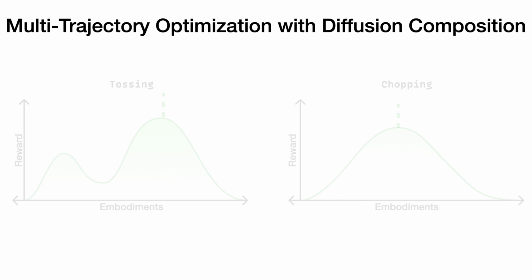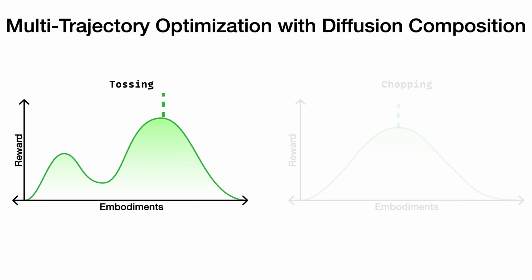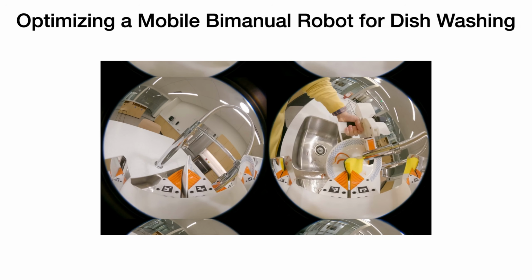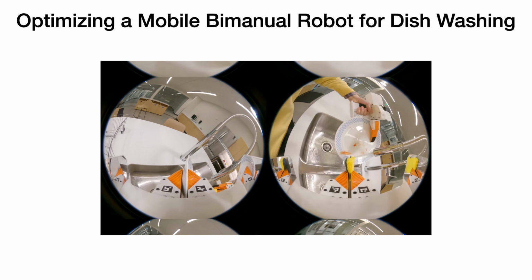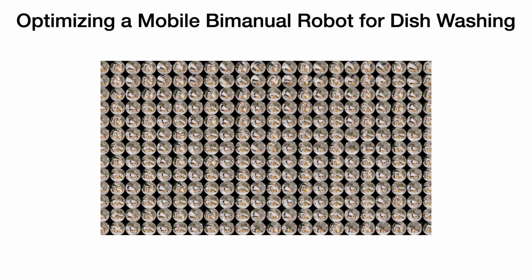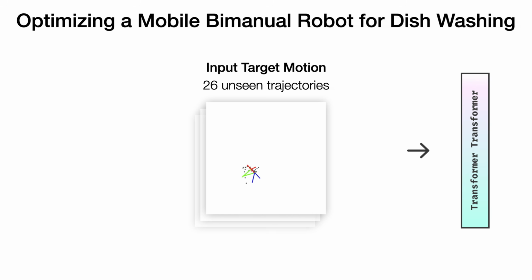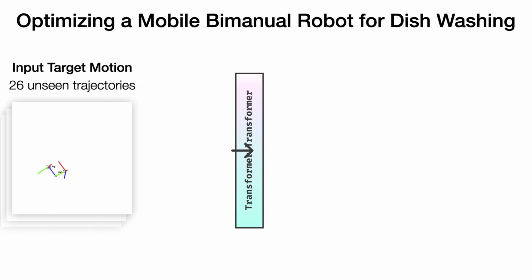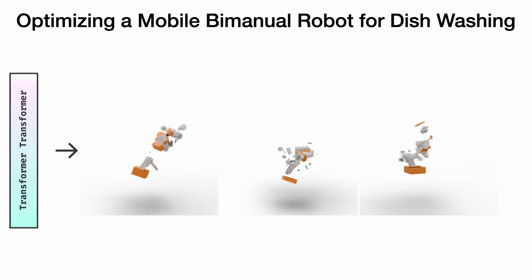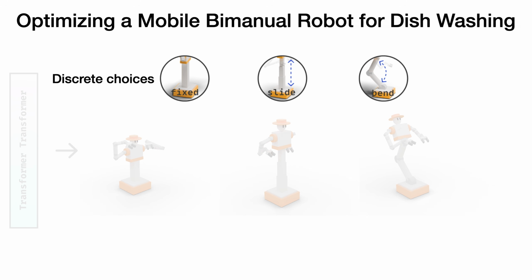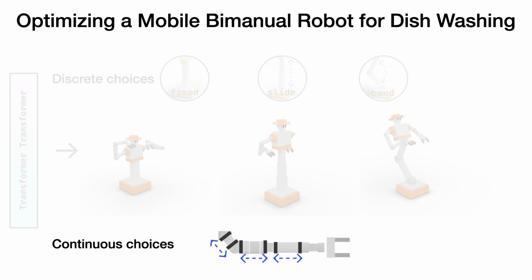It turns out we can directly tackle this by composing diffusion models. At the high level, if we have one model that's optimizing for tossing and another optimizing for chopping, we could get a model optimized for both tossing and chopping. So to test this, we took the publicly available bimanual dishwashing demos from Uni, took out 26 validation trajectories, extracted the end-effector motion, fed it into the transformer. The model would then generate robots that are optimized for all the trajectories that we gave it, helping us navigate the large design space of both discrete choices like different spine designs, as well as continuous choices like arm dimensions.